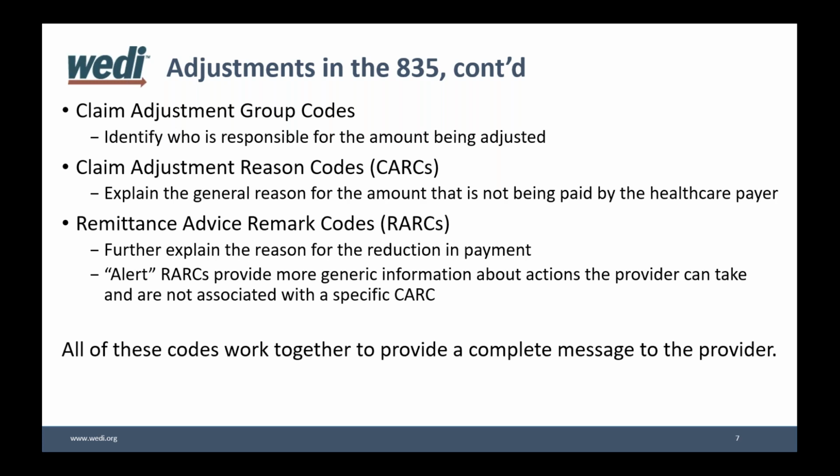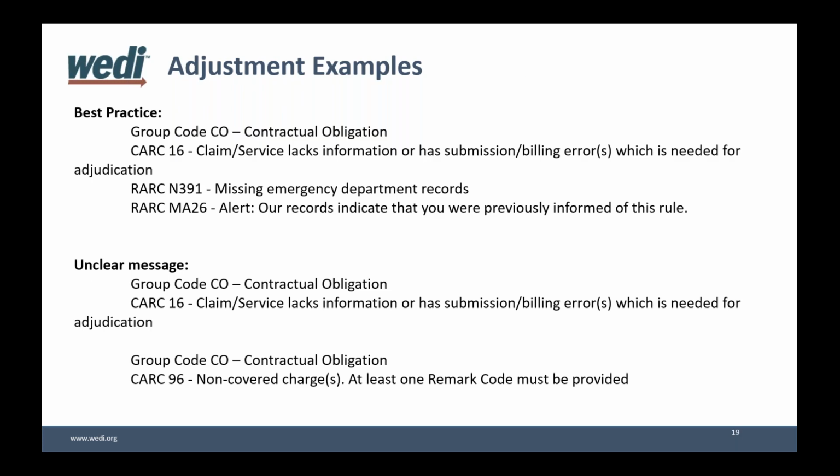Within that code list, there is a group called alerts. These codes are sort of more generic. They say you have a right to appeal, for example. Not necessarily directly related to the CARC code or the message about the adjustment, but additional information that the provider is entitled to have and that may help them with their processing of the 835. So all these codes work together to provide a complete message to the provider. And I will mention that much like the CARC code list has a committee, the Remark code list also has a committee that meets regularly to update that list and make additions, changes, deletions.